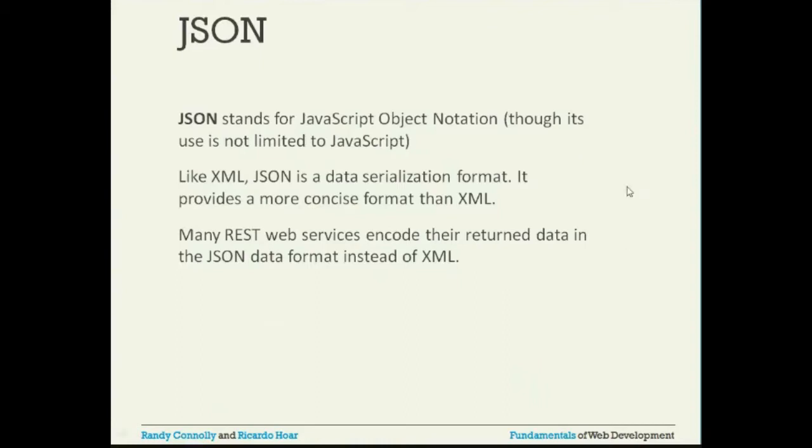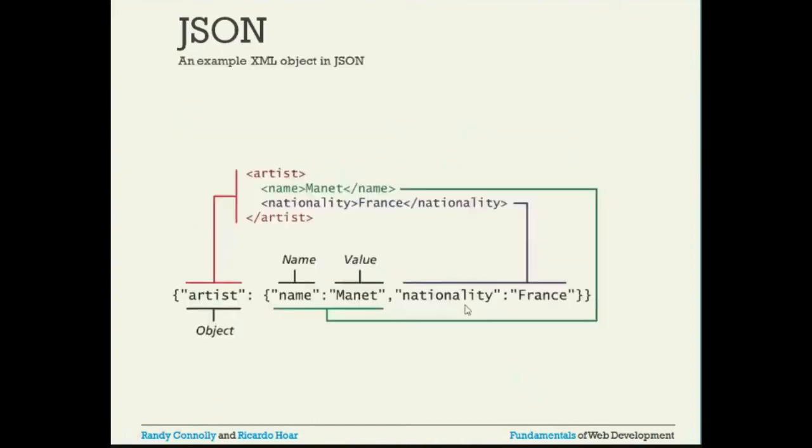Like XML, JSON is a data serialization format. It provides a more concise format than XML. And many REST web services encode their return data in JSON data format instead of XML. So we'll see what REST web services are. REST web services return the data, whatever the return data is, as JSON data instead of XML data.